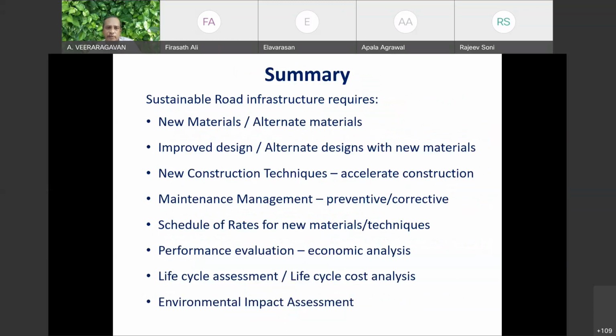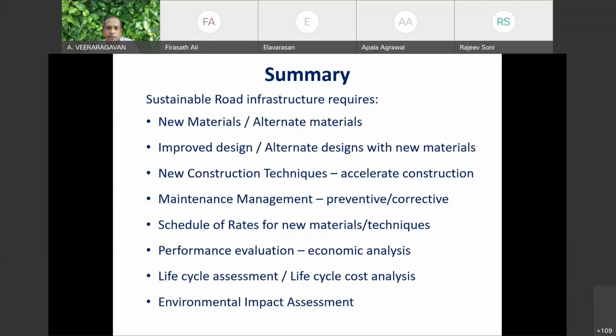Sustainable road infrastructure requires new materials or alternate materials or artificial materials. Using these materials, sustainable pavement engineering, pavement design requires an improvement in the design. Alternate designs with these new material properties have to be developed. Accelerating the construction is what we are looking for. Will it be possible like a precast construction? You can accelerate the construction rate. Maintenance requirement can be proactive or can be preventive or corrective. We need to develop specific schedule of rates for the new materials. We need to evaluate the performance to the cost of construction to the economy.